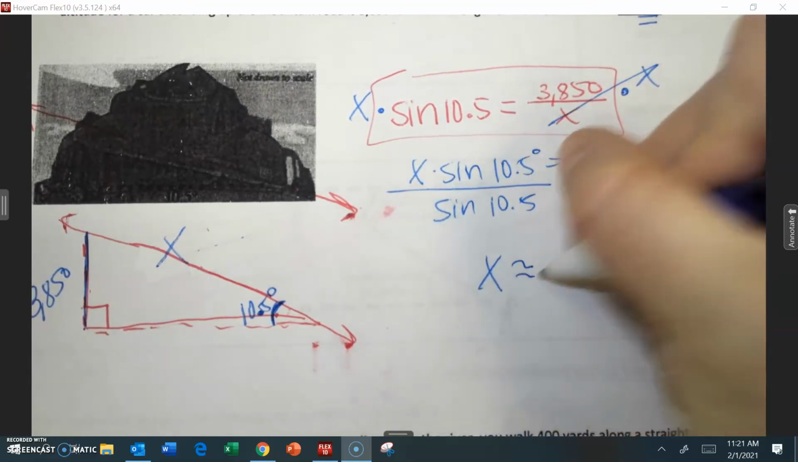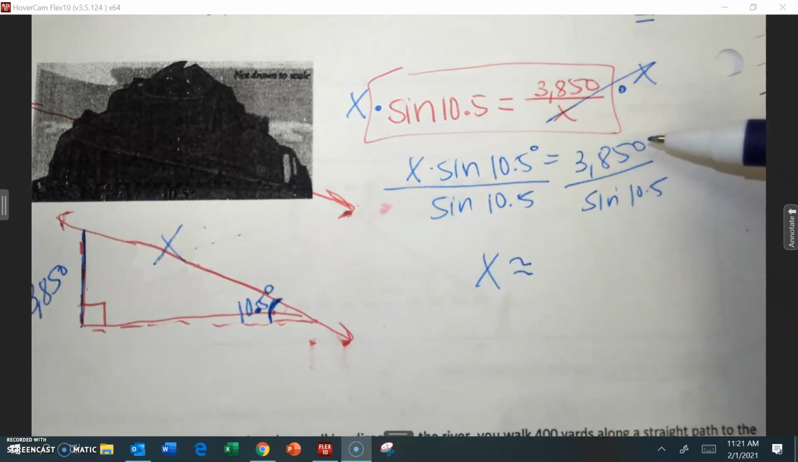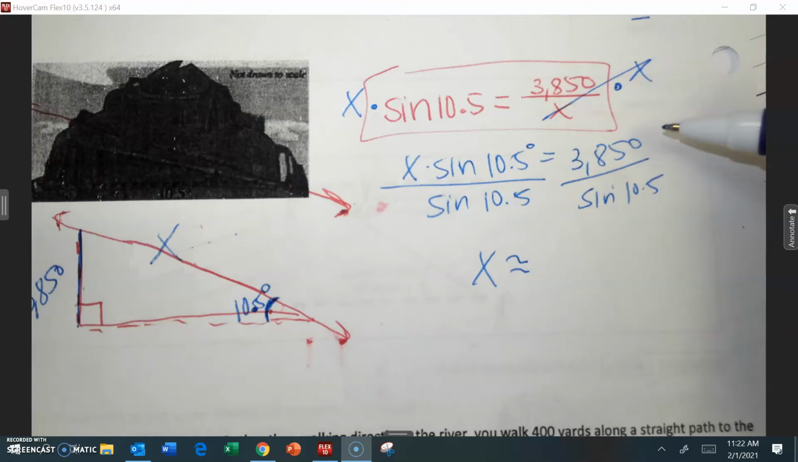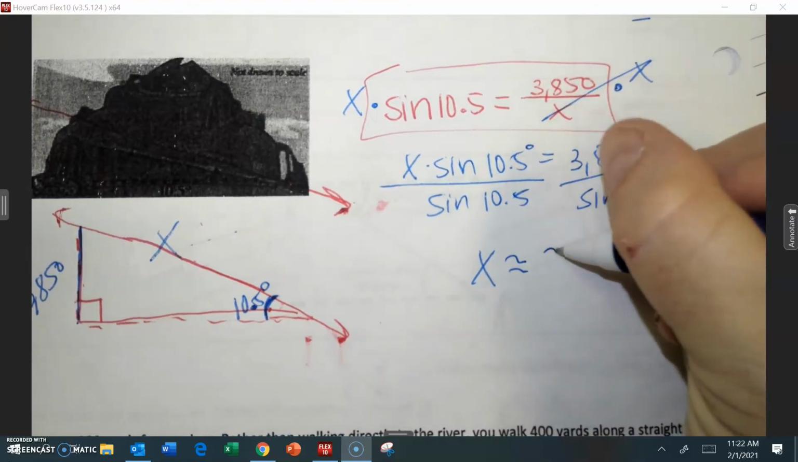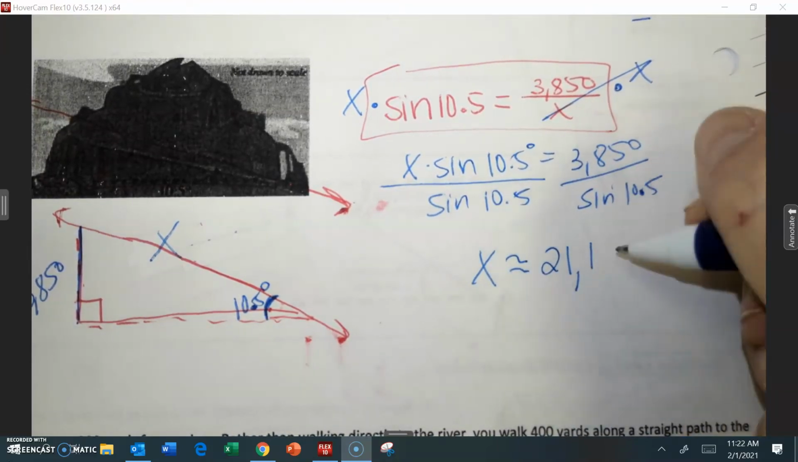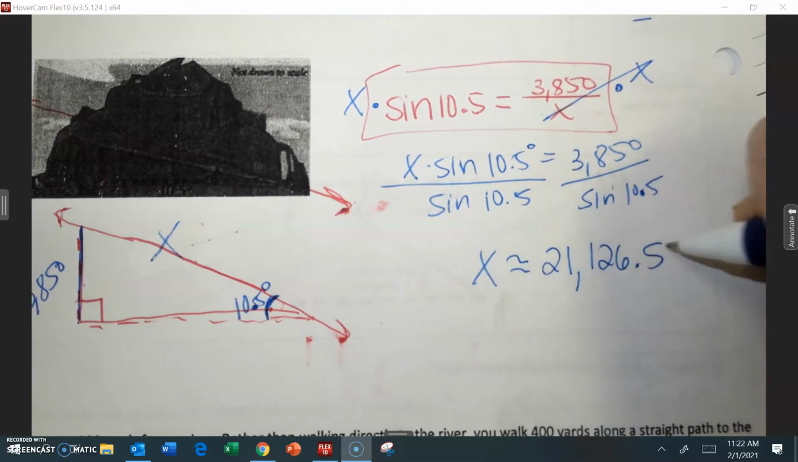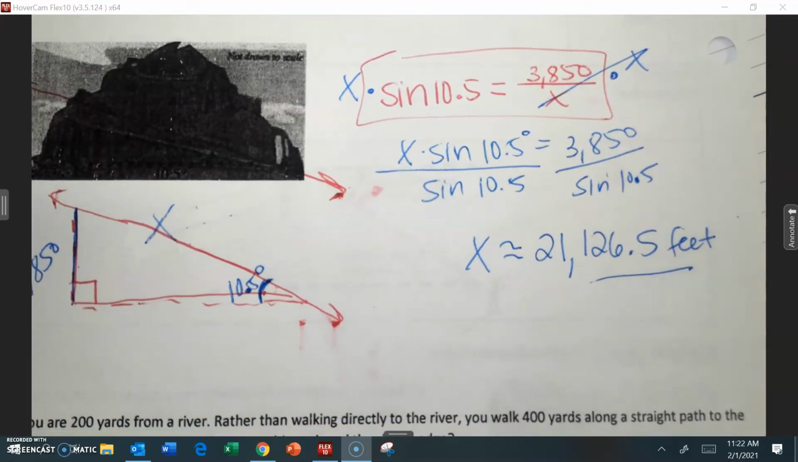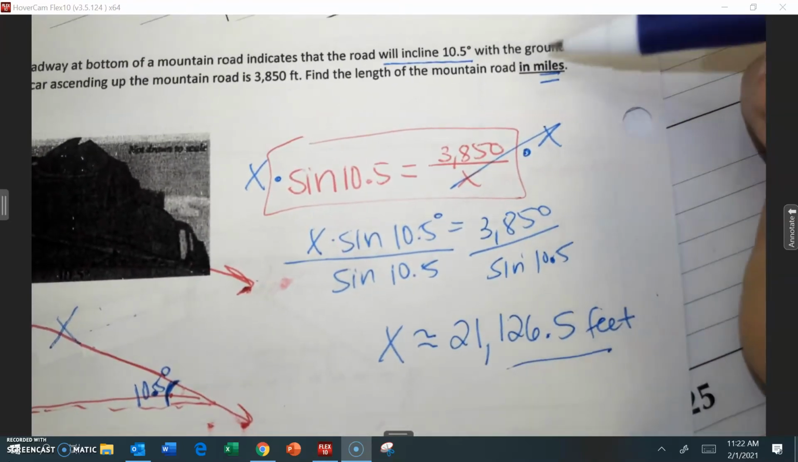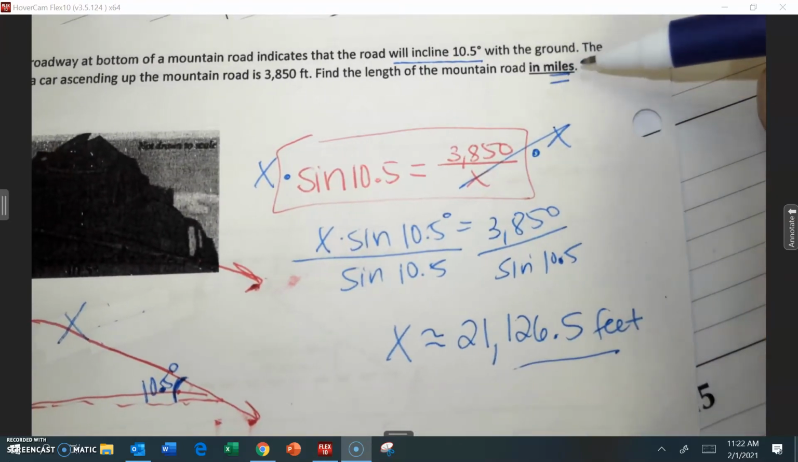So, once again, using your calculator, if you type in 3,850 and divide that by the sine of 10.5 degrees, that gives you about 21,126.5 feet. Now, normally I'd say we're done, but it wants our answer and the length in miles.